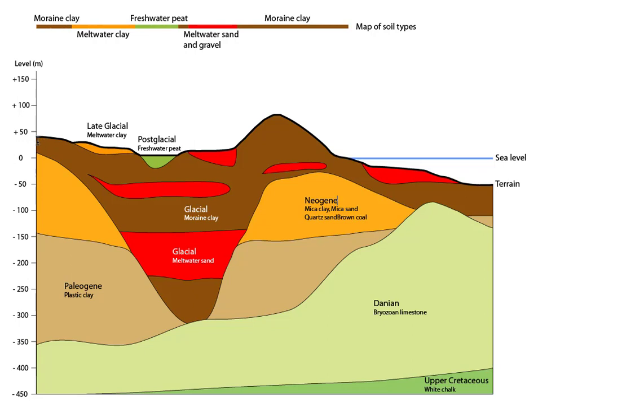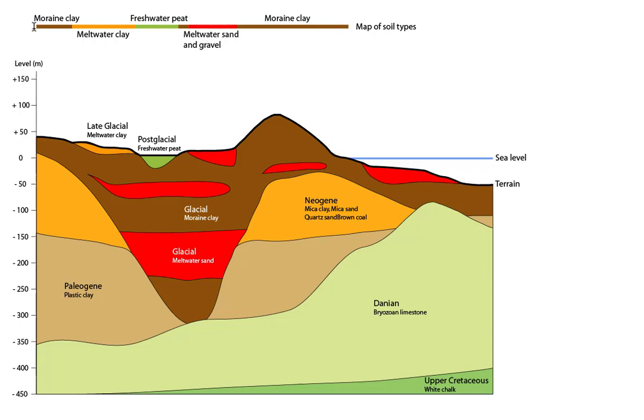And if we look at it here, that would mean that here we have moraine clay, here we have late glacial meltwater clay, here we have post-glacial freshwater peat, moraine clay, meltwater sand, moraine clay here, and now we are underneath the sea level, and there will be another kind of map showing what sediment types we have at sea. But the map of soil type only covers onshore Denmark.